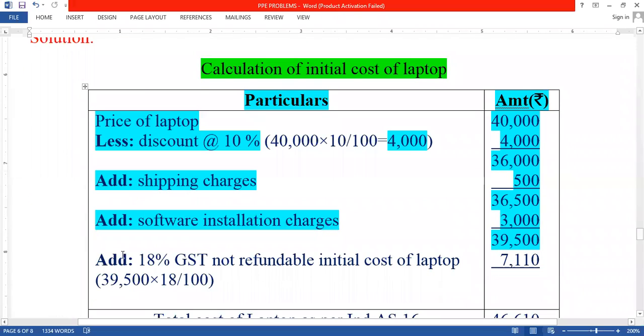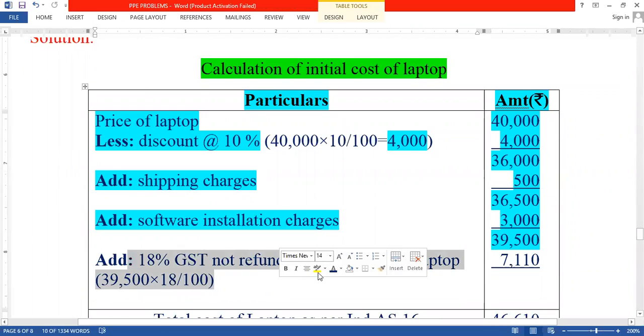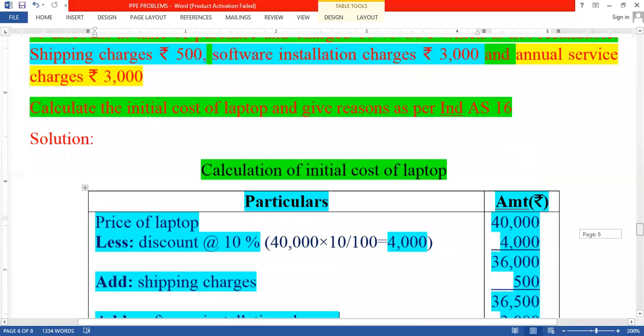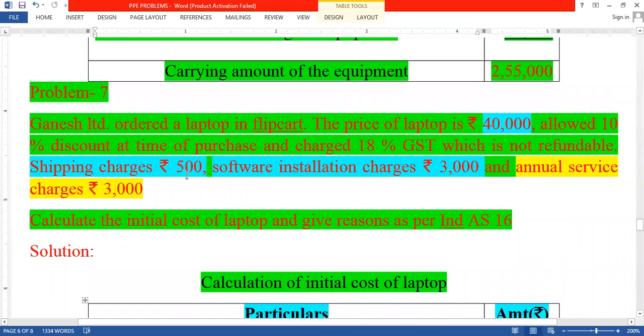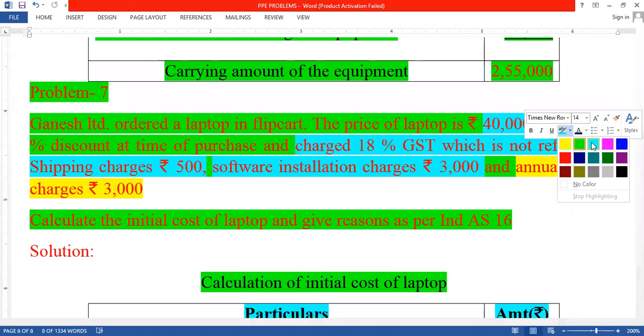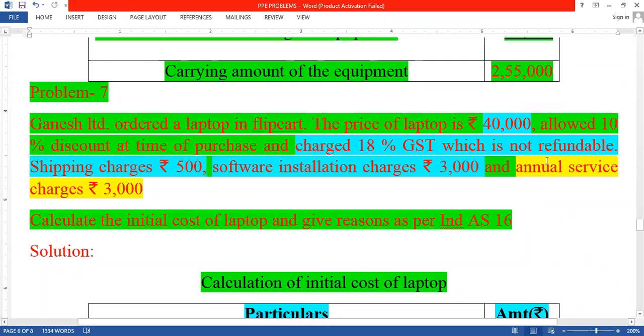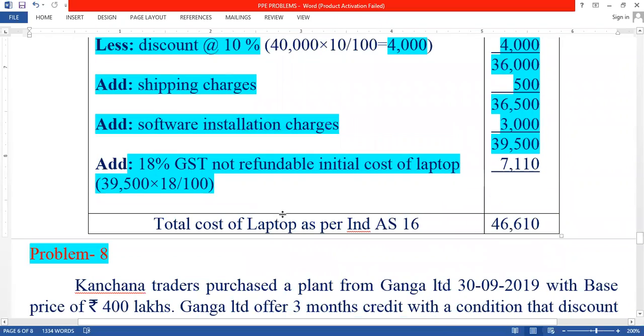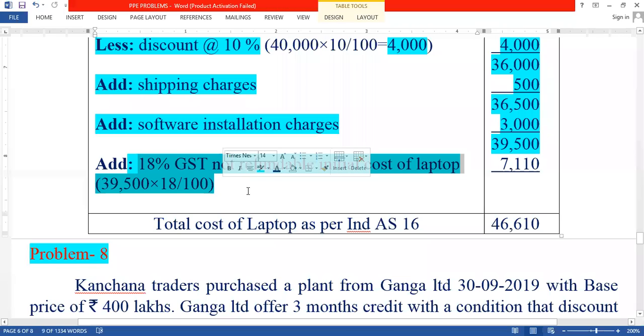After this, the 18% GST. This is the most important point. In the problem, what GST information is given? They tell us charged 18% GST, which is not refundable. When they are not refunding this, it is also a cost of the asset. When they are not refunding the GST, it is also the cost of the laptop. So how much is it? 18% GST they gave.